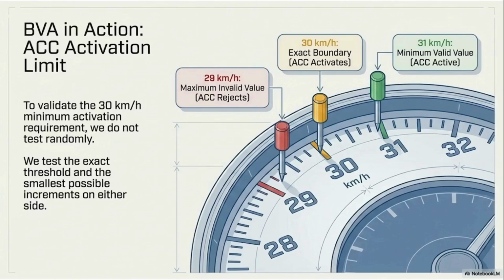For an ACC activation limit set at 30 kilometers per hour, we don't test random speeds. Using BVA, we test the exact threshold and the smallest possible increments on either side. We test 29 km per hour to see if the system correctly rejects the activation, 30 for the exact boundary value, and 31 to confirm the minimum valid activation that can happen beyond it.